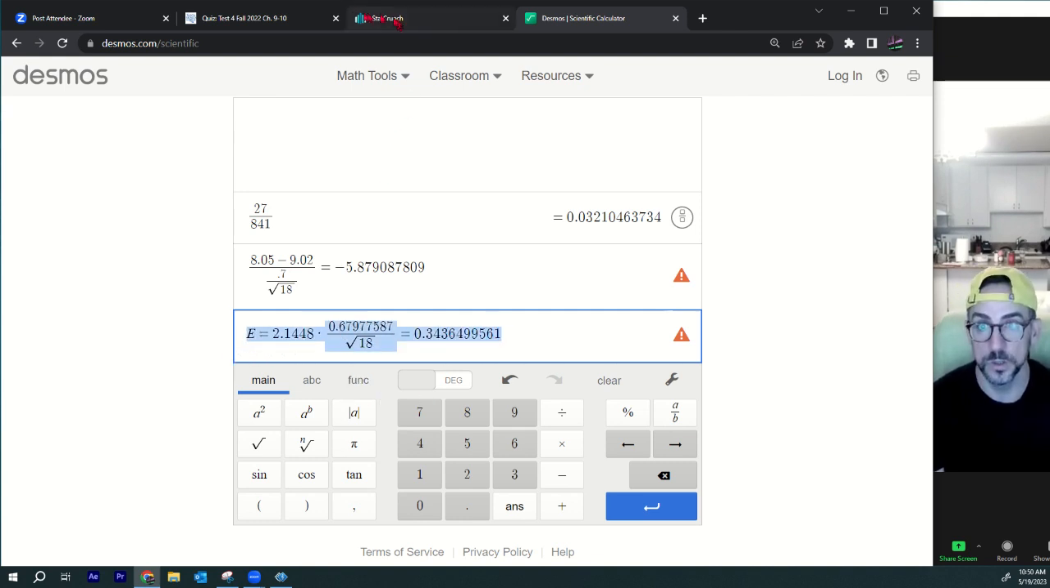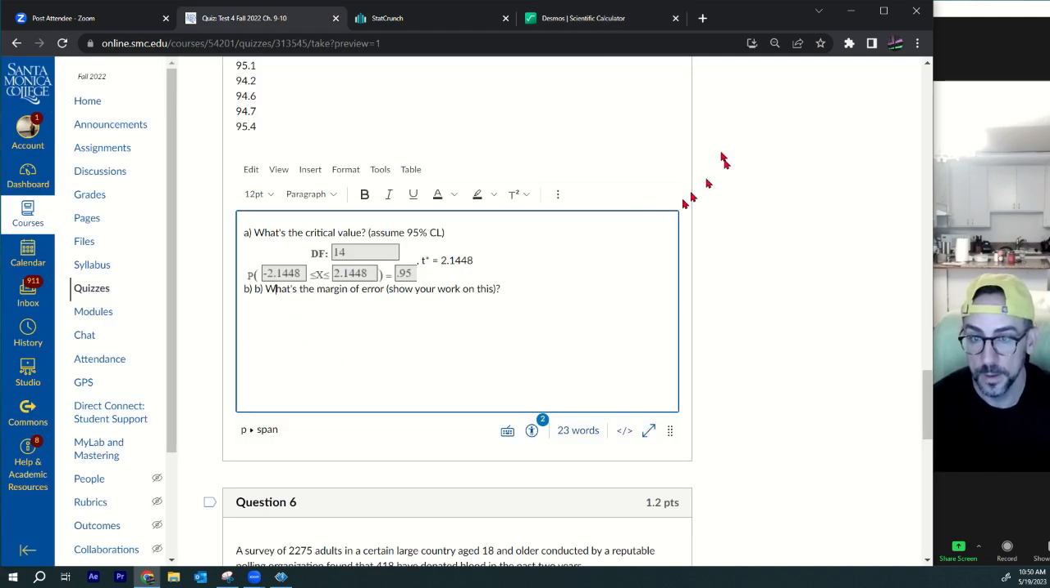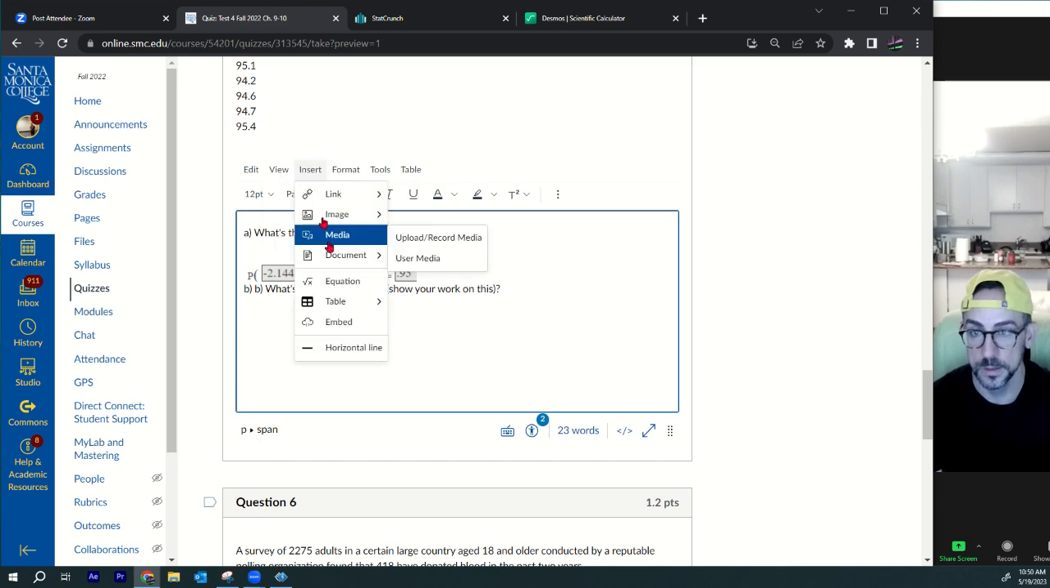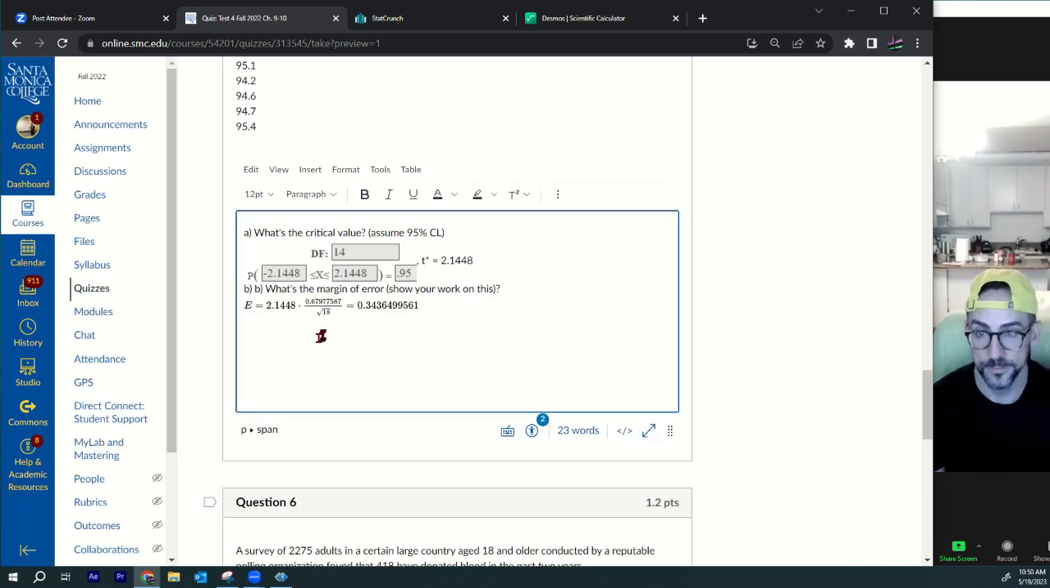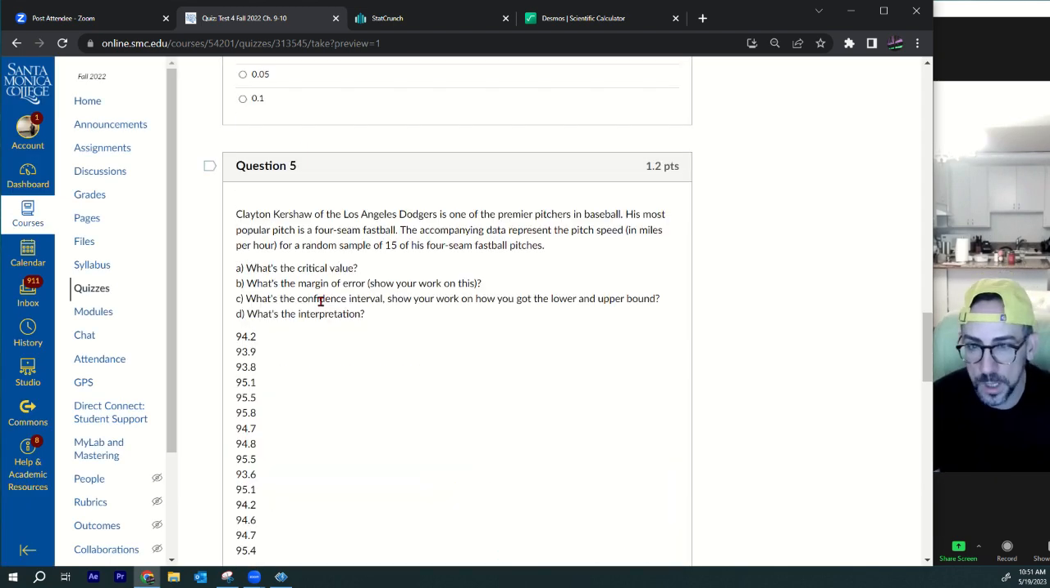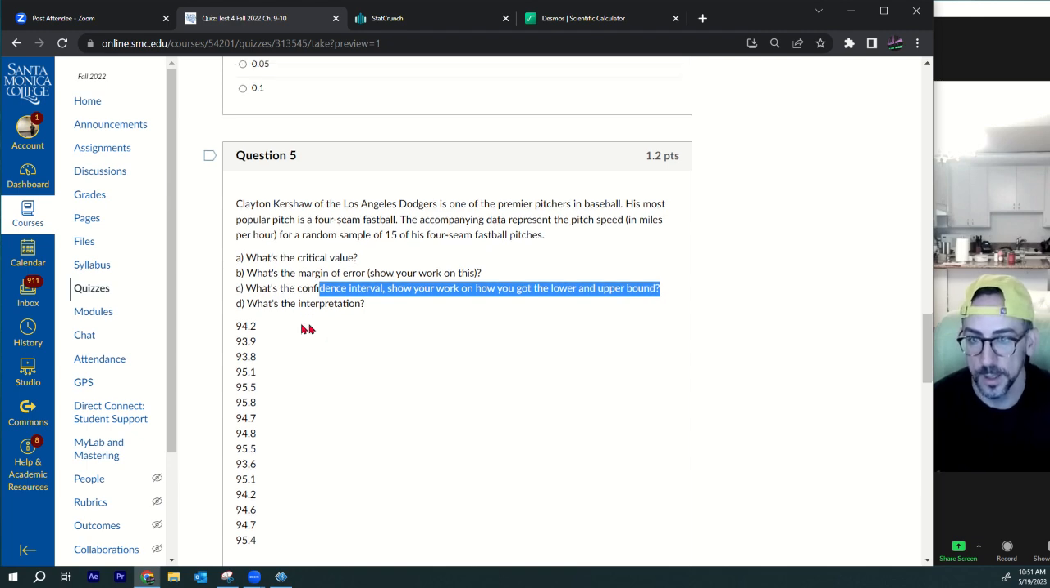And that's my work. Control C. Go over here. Insert. Equation. Control V. Done. Margin of error. Alright, what's the confidence interval? Show your work on how you got the lower and upper bound. Okay, what's the interpretation? Okay, got it.